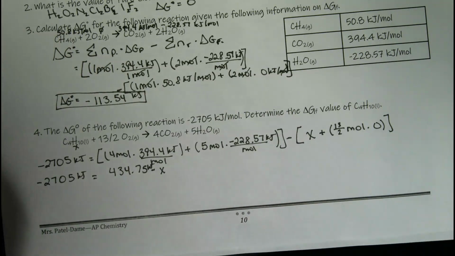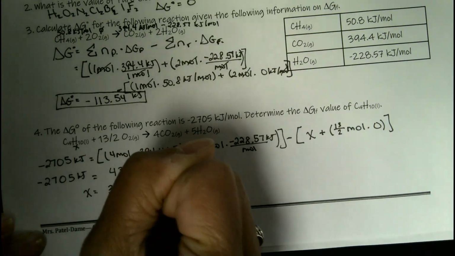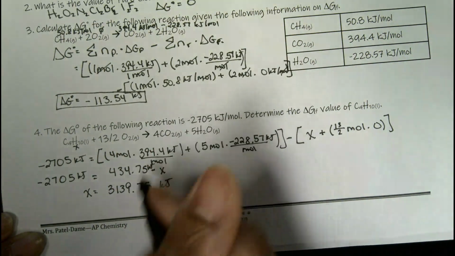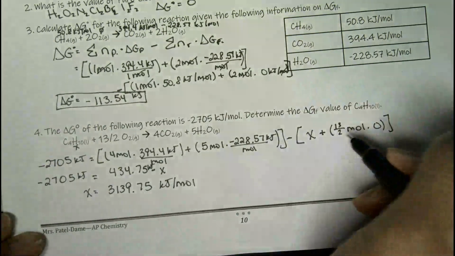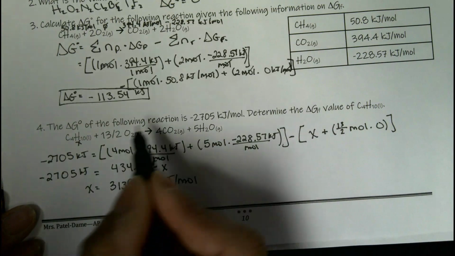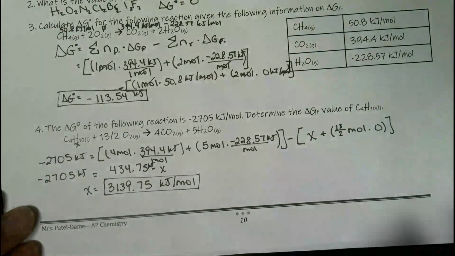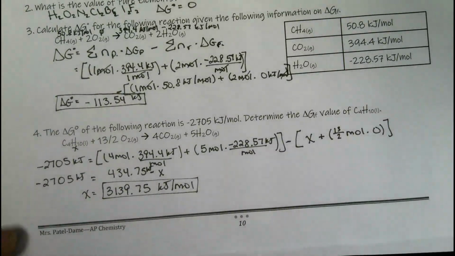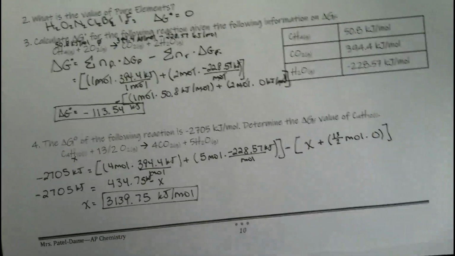So essentially, mathematically, I'm adding these two numbers. 2705 plus 434.75 gives me 3139.75 kilojoules. And then, I'm sorry, this should be kilojoules per mole because it's going to be of this substance. So this is the delta G of formation for this substance right here. Then this again is using what we've done before, products minus reactants, continuing that as we have done in the past.